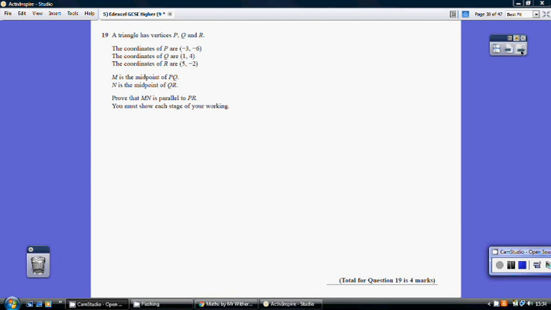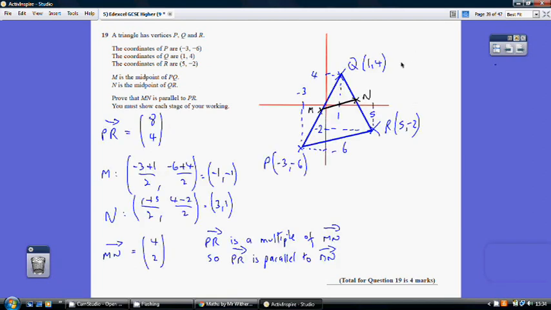Question 19. So a diagram will help us gather our thoughts here. So I've drawn on the points P, Q and R. Now we've got to prove that MN is parallel to PR. So let's work out the two vectors, the vectors MN and PR.